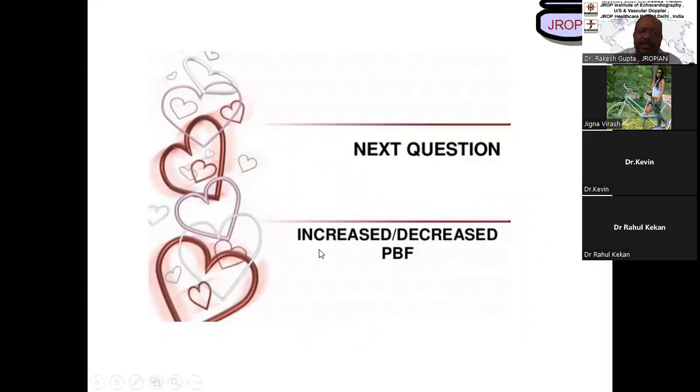Next question comes, increased versus decreased blood flow. What do you mean by increased blood flow? Suppose you have an atrial septal defect. So what happens when you have an atrial septal defect? A lot of blood goes to the lungs. On the contrary, if you have a pulmonic stenosis, you find your lungs to be oligemic. So that's what we say, increased blood flow versus decreased flow. If I happen to make a diagnosis of atrial septal defect and my lungs are oligemic, I have to think twice whether I'm right or wrong.